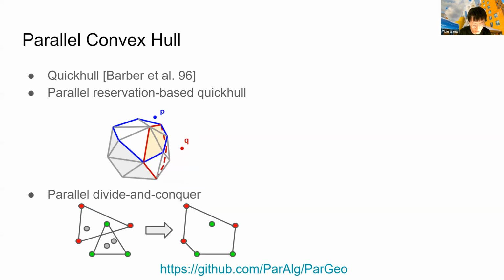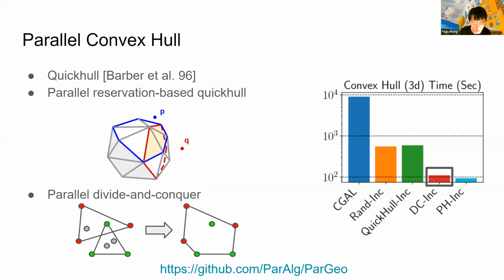We combine this method with a simple divide-and-conquer method, where we divide the data into subsets and compute the subhulls for each subset in parallel. And then we do a final merging computation using the parallel quickhull I just described. The method combining the divide-and-conquer and parallel quickhull is called DC-Inc, represented by the red bar in the plot. It is very fast, as you can see. There's also an even faster method, which we will cover in the paper.